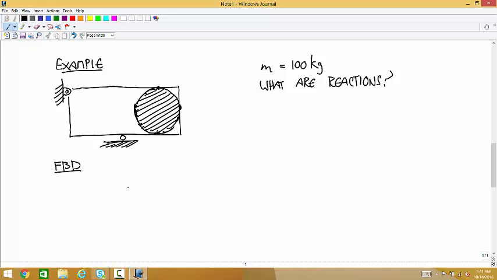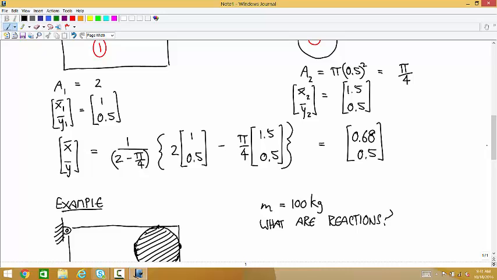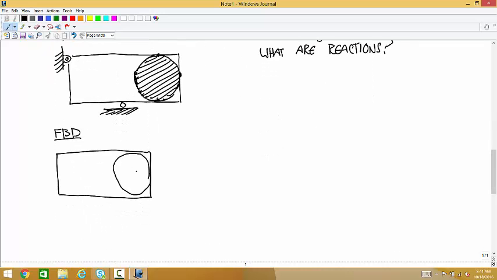Okay, so free body diagram. You got the shape. Now, where the centroid calculation comes into it is the centroid is where the weight force acts. That's somewhere over here. This whole length is 2, and the centroid is somewhere short of the midpoint, like this.